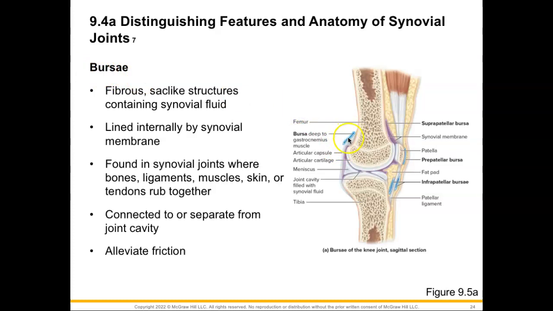And it's going to be lined by a synovial membrane, so we will find some fluid within here, and we're going to find it in several synovial joints where we have areas of bones, ligaments, muscles, skin, or tendons that are rubbing together. So you can see some of these dispersed throughout the knee joint here, and they'll also be connected to or separate from the joint cavity. So you can see this really well with this prepatellar bursa between the skin and the patellar bone. And its job is to alleviate friction. So in these areas where we would have some high friction going on, that's where you're going to find them.